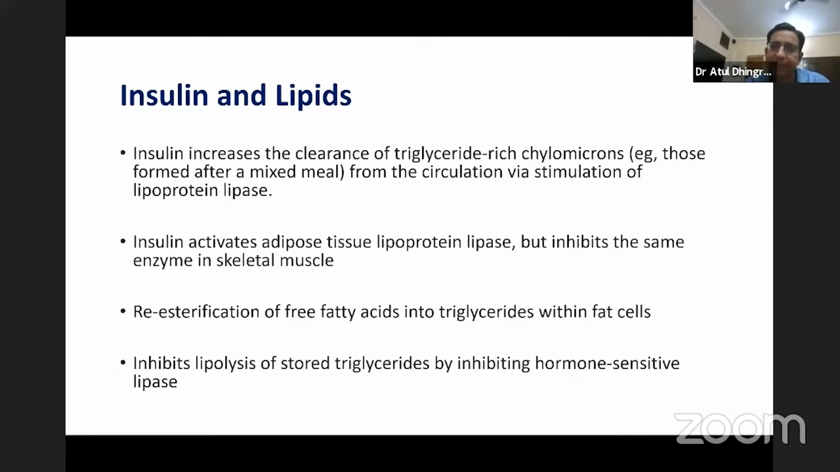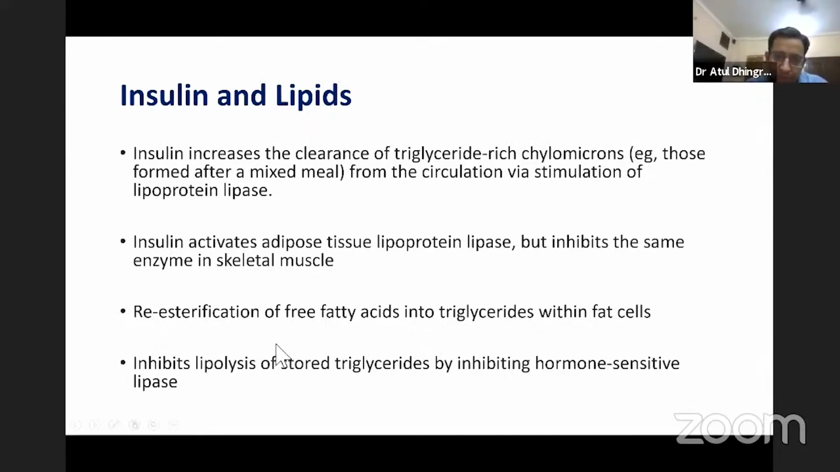Insulin increases the clearance of triglyceride-rich chylomicrons from the circulation, through the stimulation of lipoprotein lipase. So I showed you in my initial presentation that the chylomicron molecules that come through the diet are acted upon by lipoprotein lipase, and these fatty acids are then utilized either by the fat or by muscles. But we have to understand that insulin activates the adipose tissue lipoprotein lipase more, but inhibits the same in skeletal muscle, so that more of these fatty acids are absorbed in the adipose tissue.